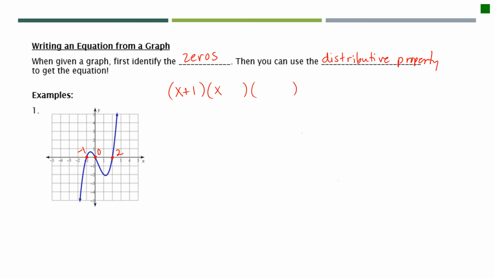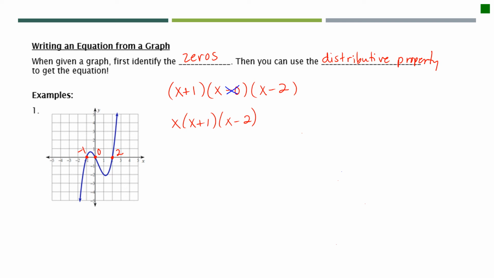0 is kind of funny. I'm going to put x minus 0, but we'll come back to that. And then x minus 2. All right, so for this middle one, 0 is unnecessary. We don't have to write it. So we could just write this one as x without parentheses, which means we'd probably write it in the front. So I'm going to write x, x plus 1, and then x minus 2.